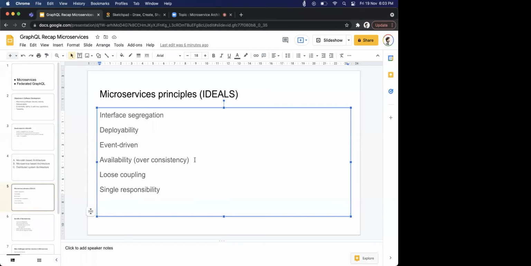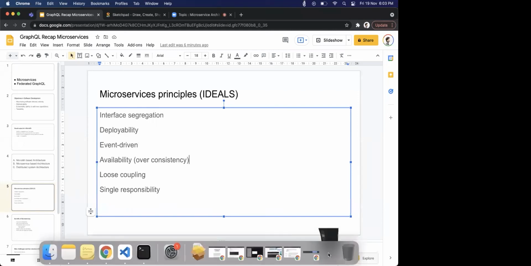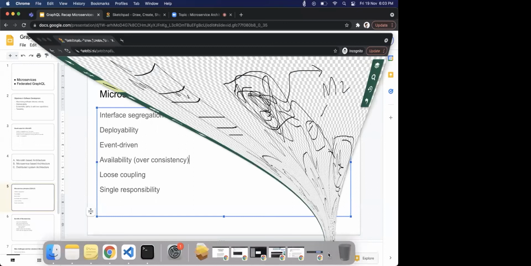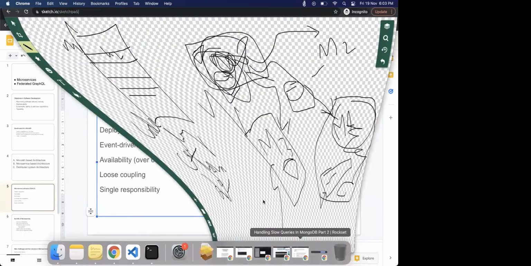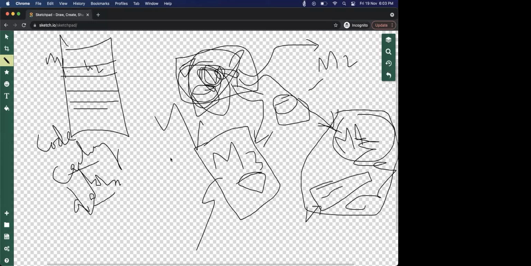And availability over consistency. Okay. Can someone give an example of consistency? Okay, fine. So consistency is this. See, I'll consider the same example. A particular user 23, his name is changed from Kishore to Kishore Kumar. Now this information will be passed on to each microservice.